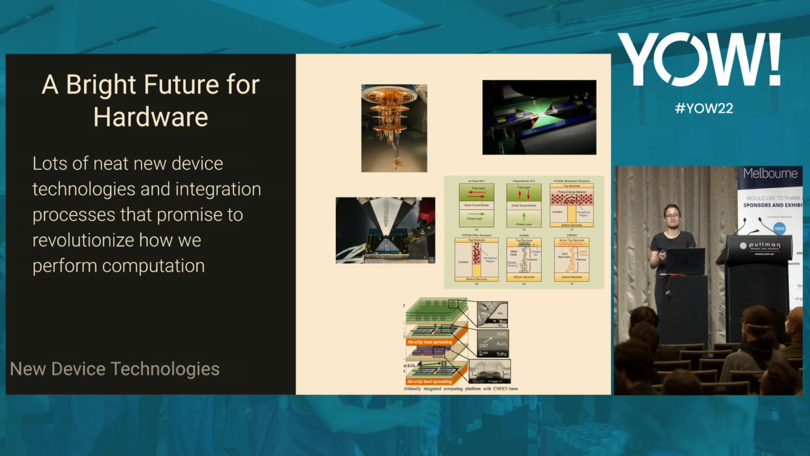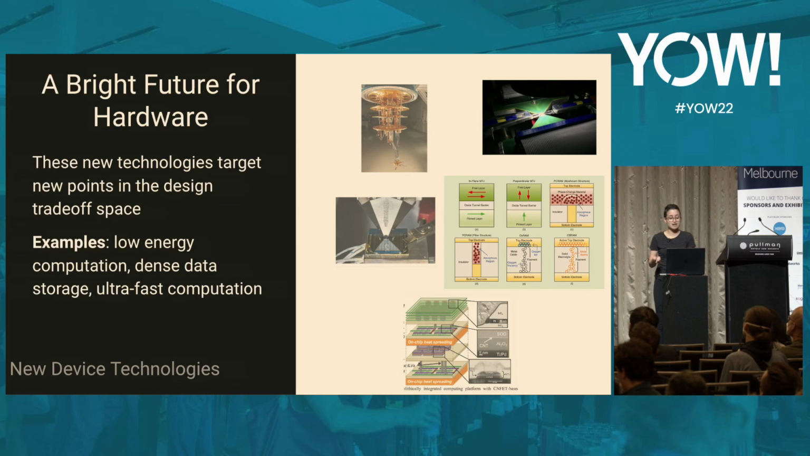We are experiencing a sort of renaissance in the hardware community. There are a lot of really neat new device technologies and integration processes that promise to totally revolutionize how we do computation. Some of these technologies target new points in the hardware trade-off space. For example, a lot of these photonic platforms promise femtojoule level energy consumption. Many of these hardware platforms promise low energy consumption, dense data storage, and extremely fast computation, in ways that are orders of magnitude better than what we can do today.